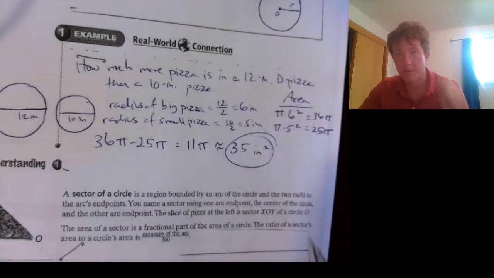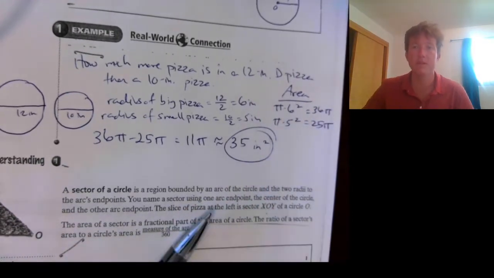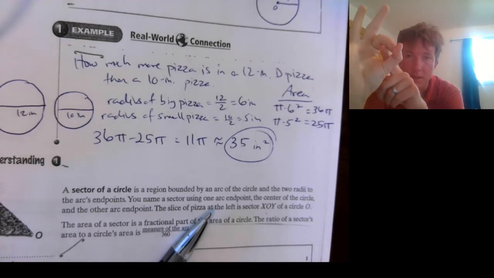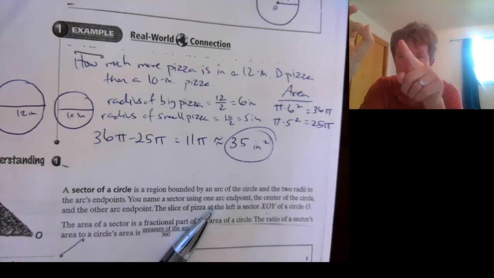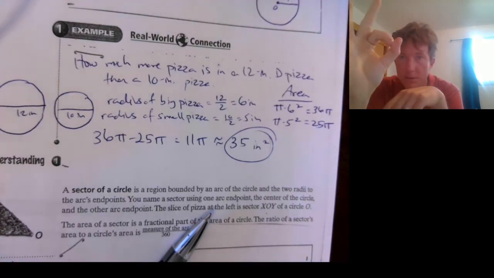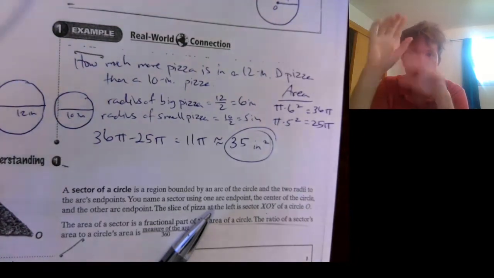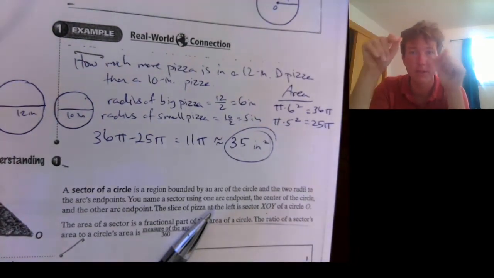square inches more pizza. Okay, so a square inch is about that big. It's an inch, so it runs an inch and it goes down an inch. Square inch is about that. So imagine 35 of these. So maybe like this much. That's how much more pizza is in a 12-inch pizza.